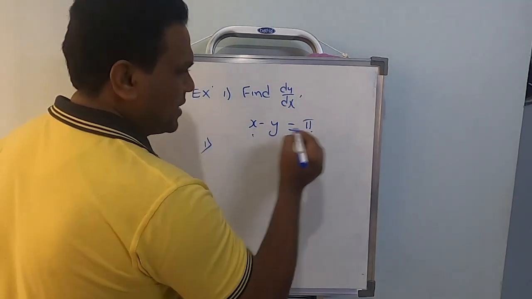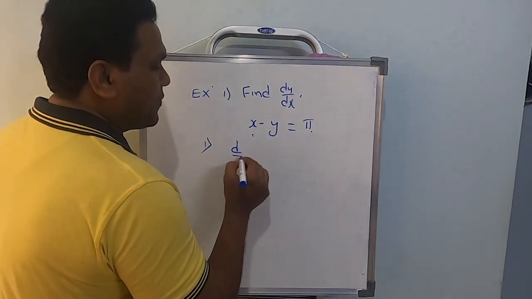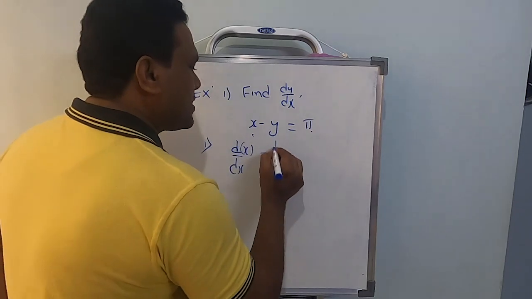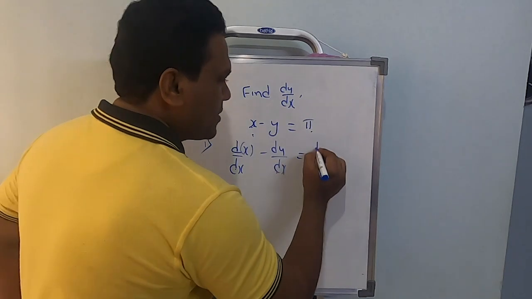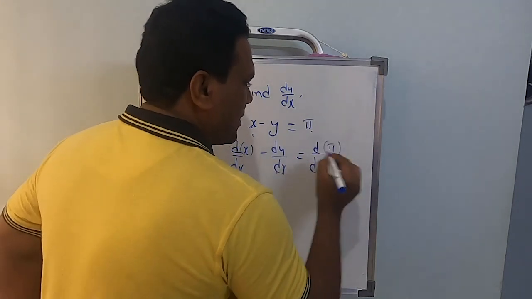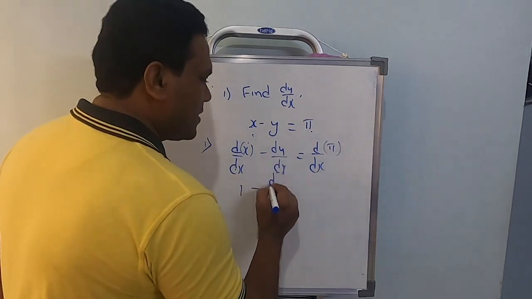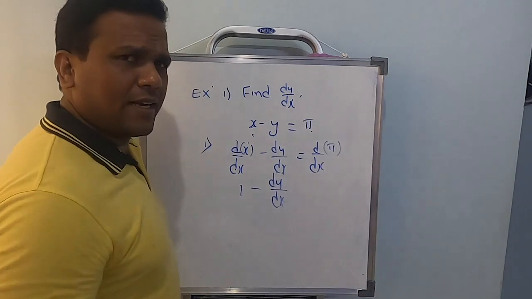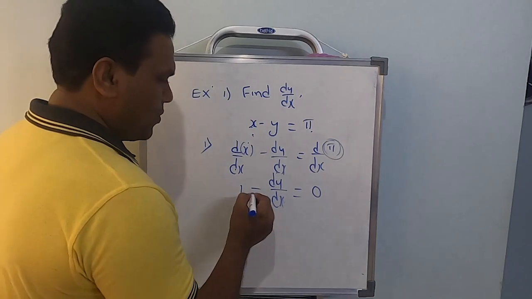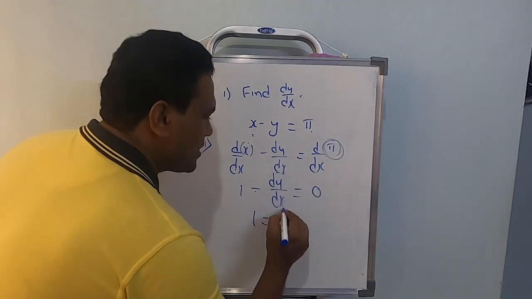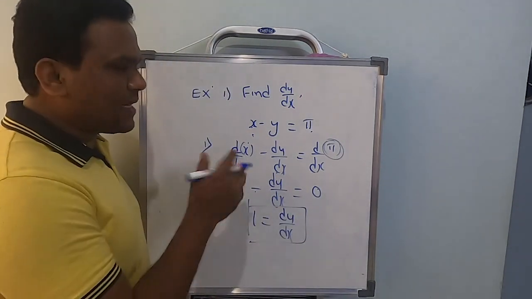The first method, I will differentiate directly both sides with respect to x. So differentiation of x with respect to x, differentiation of y with respect to x, and on the right side differentiation of pi. Differentiation of x with respect to x will be 1 minus, see this is what I actually needed, dy by dx as it is. On the right side, pi is a constant, so differentiation will be 0. Now let me shift this to the right side. So this simply becomes 1 is equal to dy by dx. This is one method, direct differentiation.